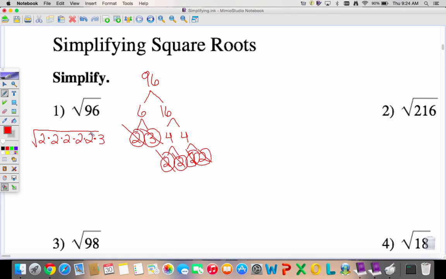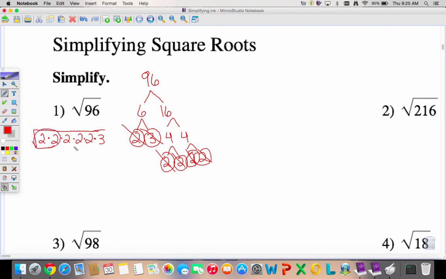Okay. What you do next once you find all of your prime numbers, and you can check because right now in your calculator, you can do 2 times 2 times 2 times 2 times 2 times 3. If that doesn't give you 96, you made a mistake and can check yourself right there. What we'll do next is look for pairs. You're going to look for how many pairs you have, and we're going to circle them.